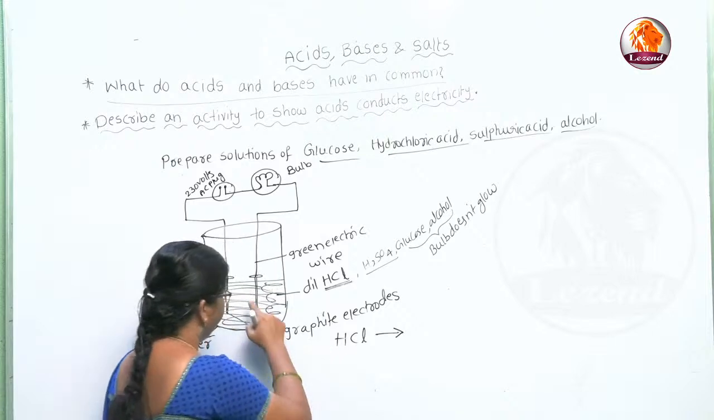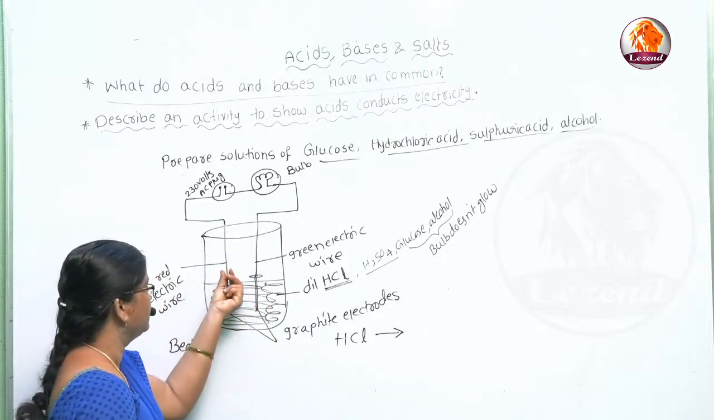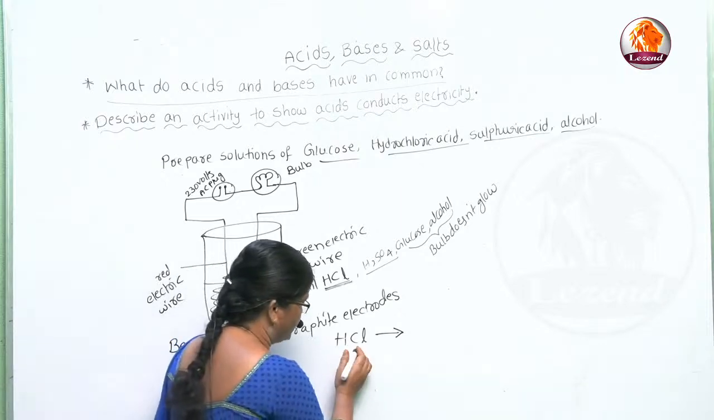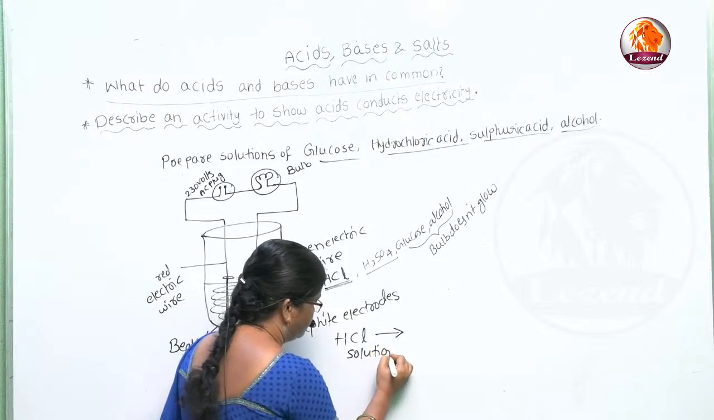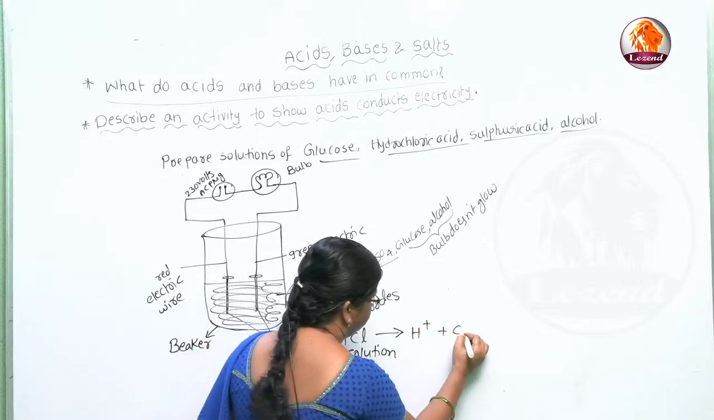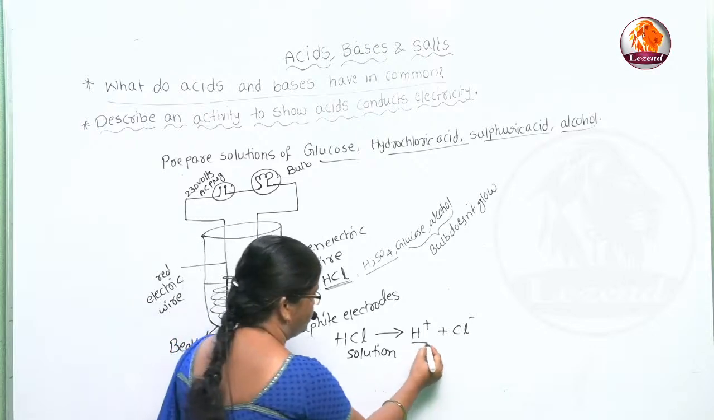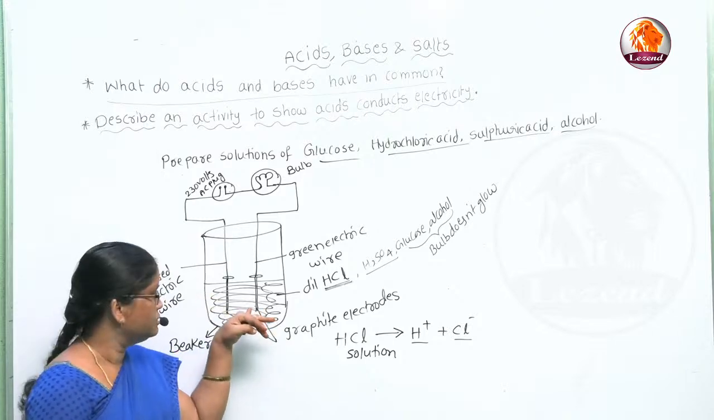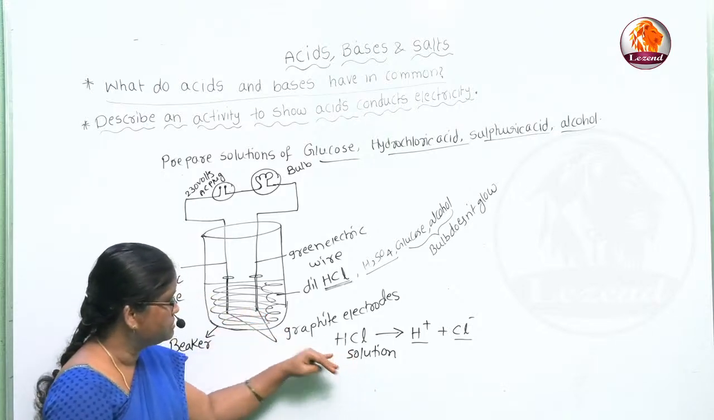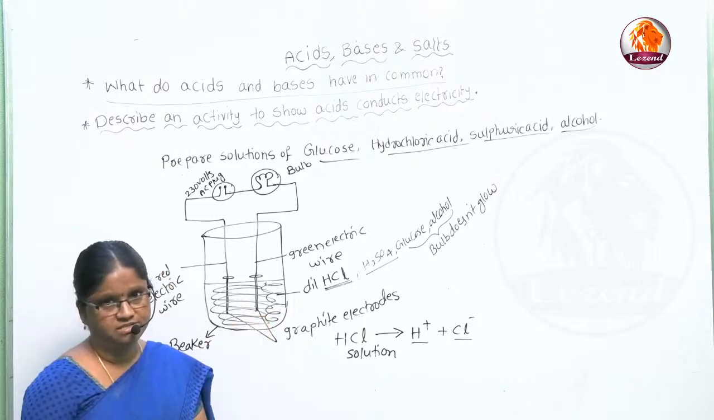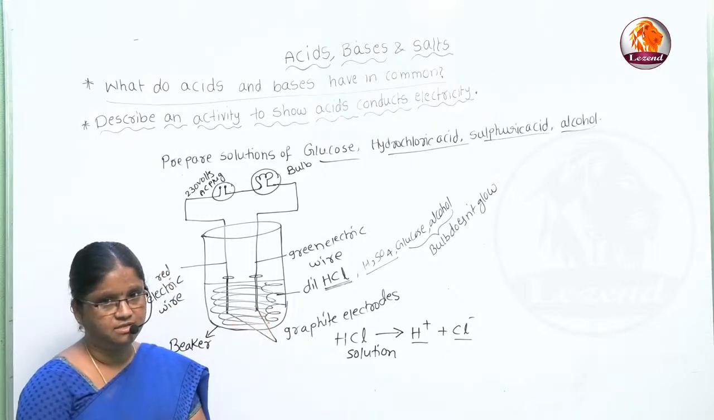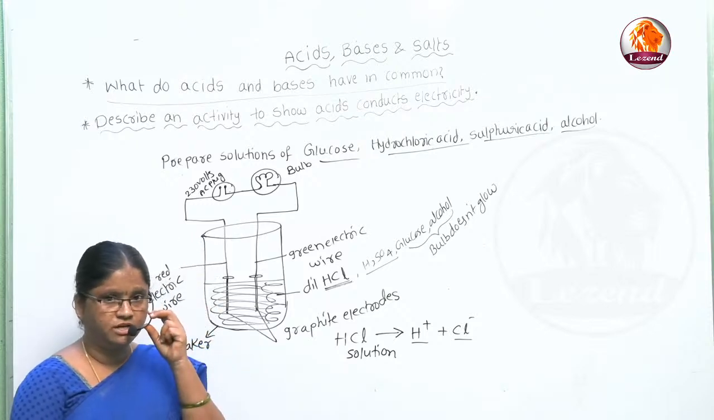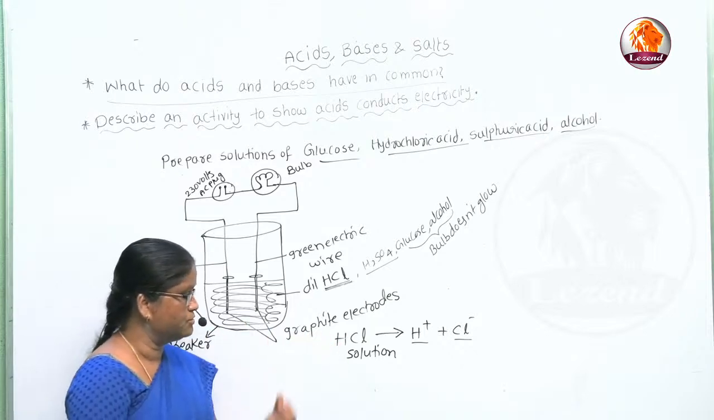Hydrochloric acid, when electric current passes, when we switch on the plug, when electric current passes through these electrodes, through the solution, this hydrochloric acid solution dissociates into hydrogen ions and chloride ions. Okay, hydrogen ions and chloride ions. So when the electric current passes through the electrodes into the solution, it contains H plus ions. The movement of these H plus ions makes the electric current flow in the solution. Then we observe the glowing of the bulb in acidic solution like hydrochloric acid.